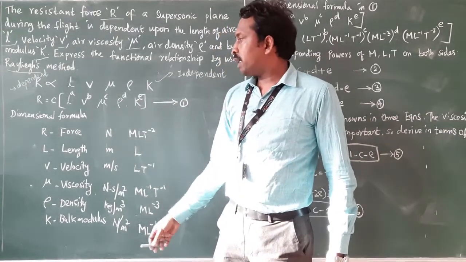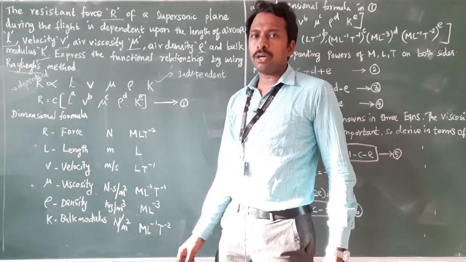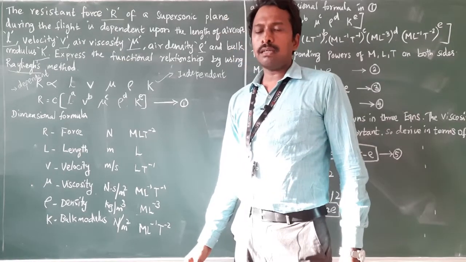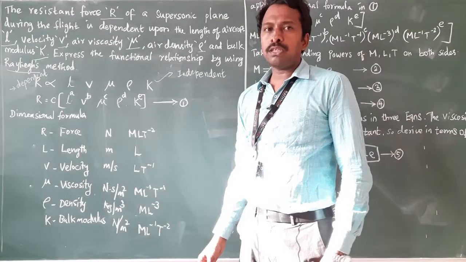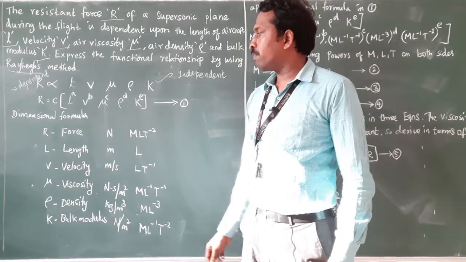Next step, we need to find out the dimensional formula. What is meant by dimensional formula? It is in terms of mass, length and time. These are all fundamental quantities. We need to find out the dimensional formula in terms of mass, length and time.